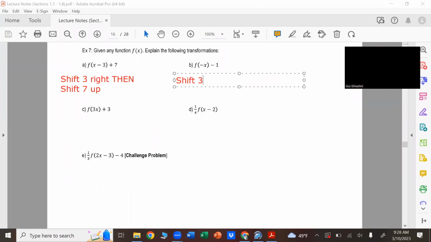This one, you can reflect about the y-axis, then shift 1 down. This is negative out in front. Sorry, this is negative inside. If it was out front, you go about the x-axis. So think of it this way: it's a horizontal flip. Oh, shoot. It's a horizontal flip.